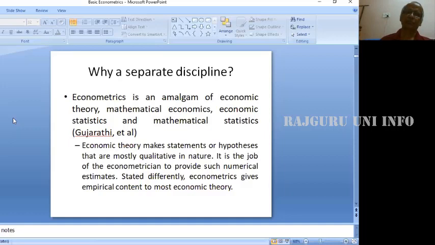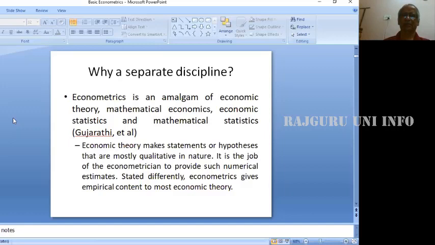So we say, in case of the law of demand, quantity demanded of a product is a function of its price. An increase or decrease in price increases or decreases the quantity demanded. People buy more at lower prices than at higher prices. So this is a theory. You can prove that it is true that people buy more at lower prices than at higher prices.